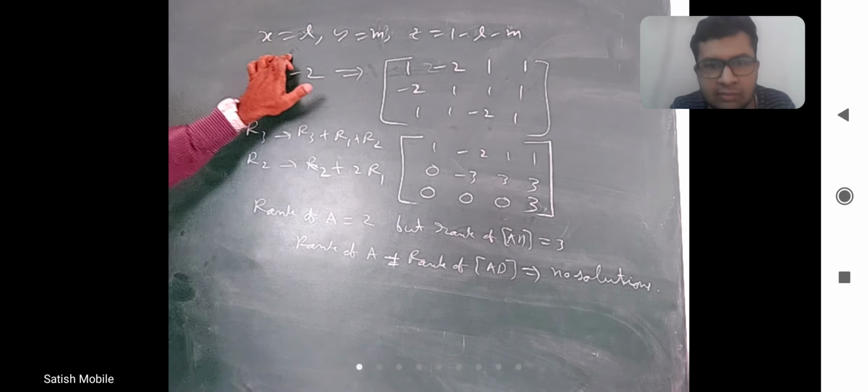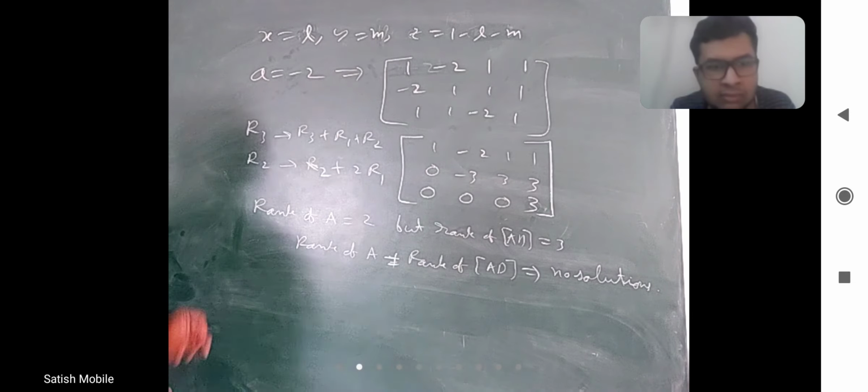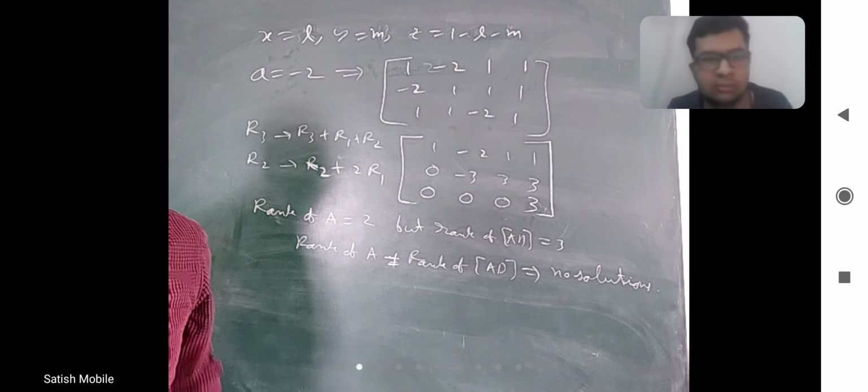X equal to L, Y equal to M. This is not 1, this is L. Okay. Y equal to M, Z equal to 1 minus L minus M. Why did I write it? They are asking the solutions.